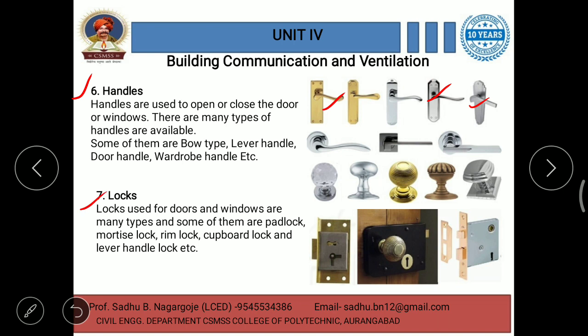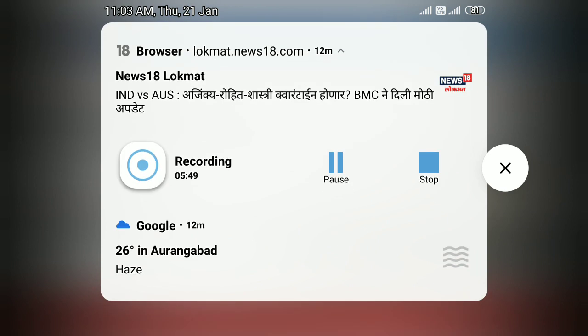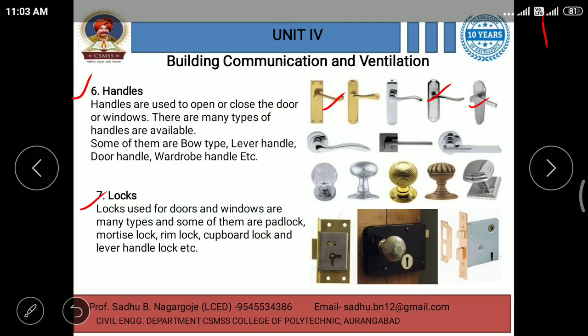Then next, locks used for doors and windows are of many types, and some of them are padlock, mortise lock, rim lock, cupboard lock, and lever handle lock, etc. These are the pictures of these types of locks.